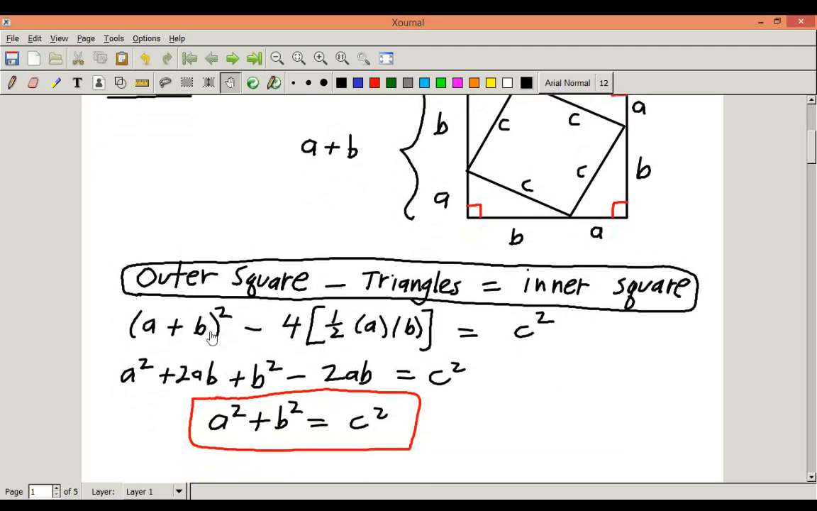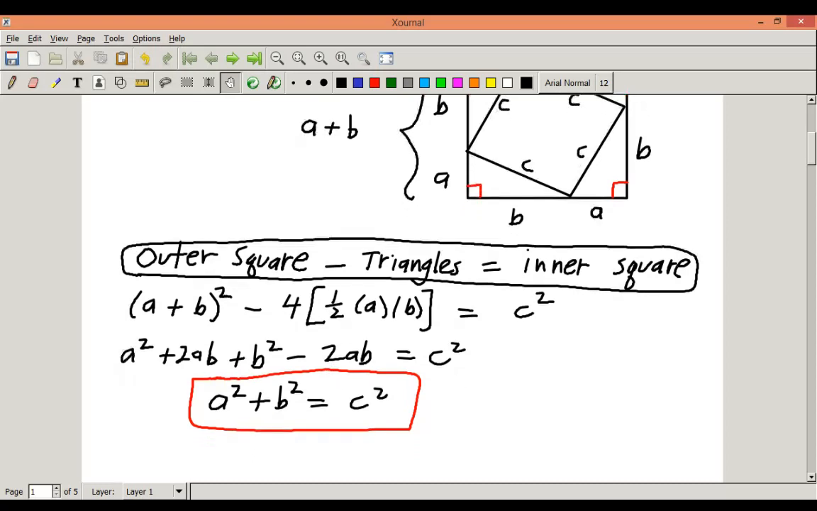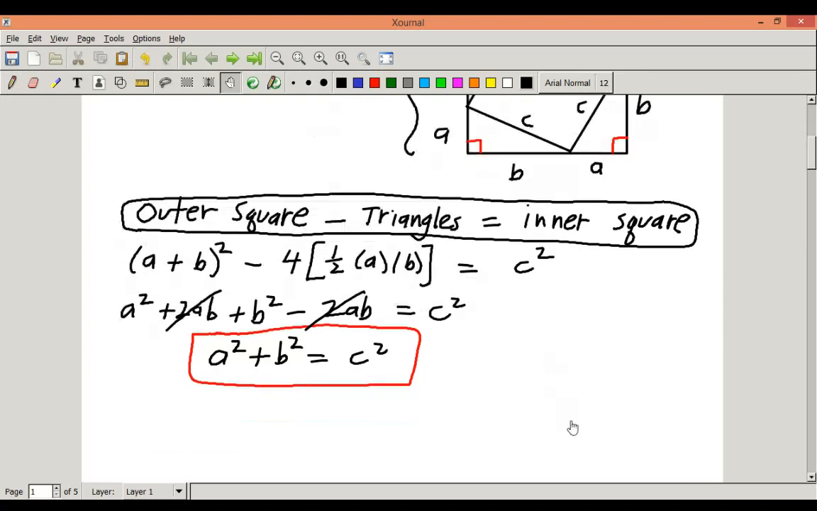Let's do some algebra. So if we square the binomial a plus b from algebra 1, we have a squared plus 2ab plus b squared. Now let's multiply 4 times the parentheses there, so that's 2ab equals c squared. And then once you cross out the 2ab and the minus 2ab, you have a squared plus b squared equals c squared. So there's a proof of the Pythagorean theorem. That's not the only way to prove it. There's other ways to prove it. That's just one that I think everybody can understand.